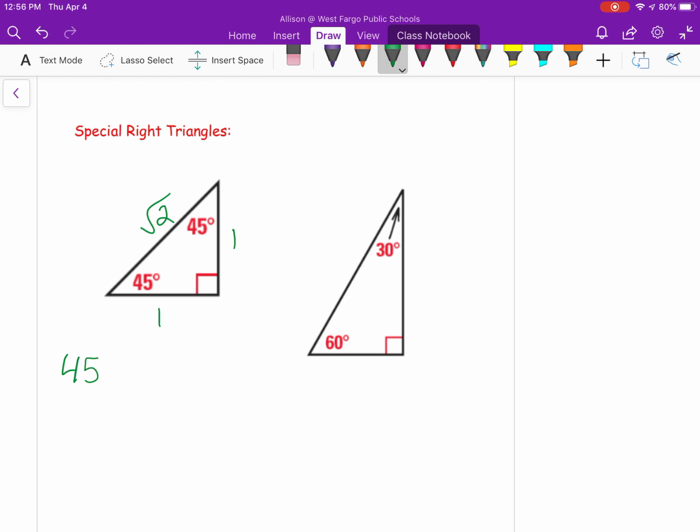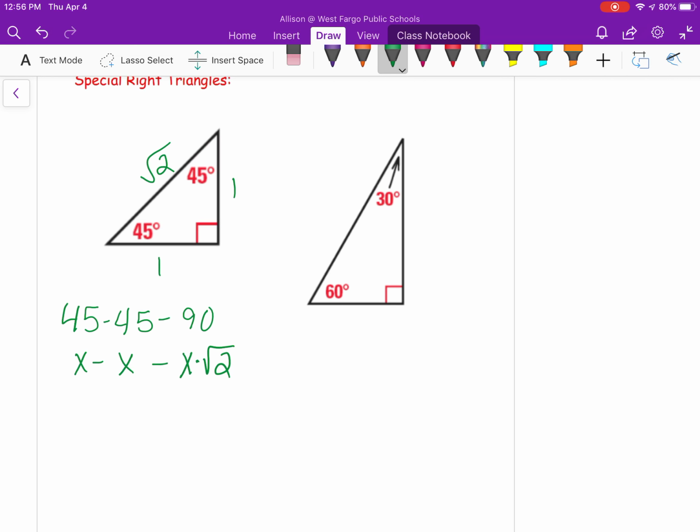So the 45-45-90 always follows this kind of equation where the legs are the same, so we could call those x, and then the side across from the 90, or the hypotenuse, is always x times the square root of 2. So the legs are always equal in the 45-45-90. And that brings us to an equation that we can write. We can find the hypotenuse by taking the square root of 2 times the leg.